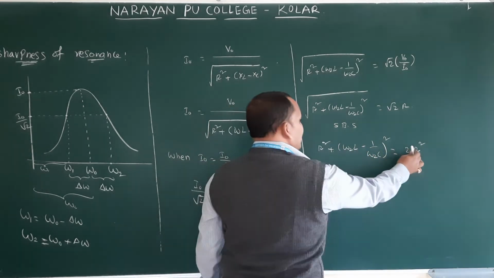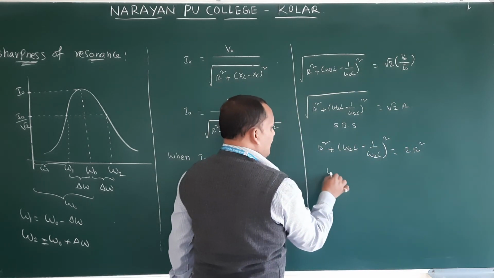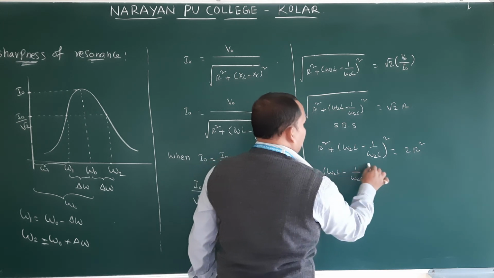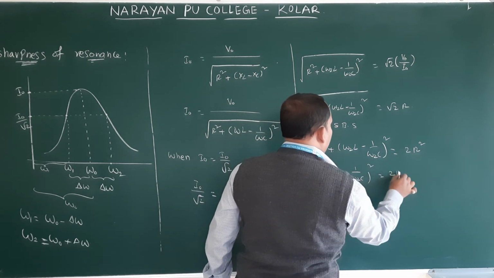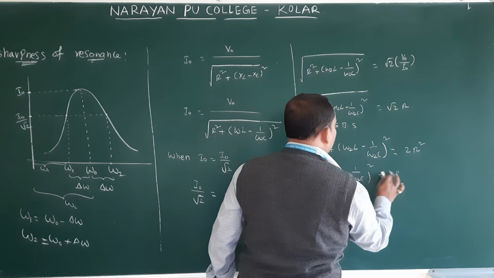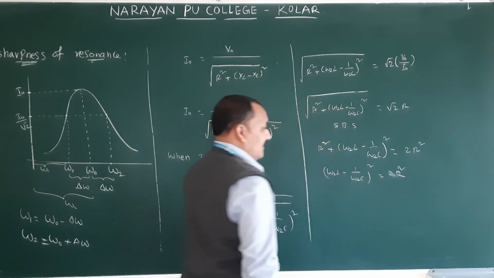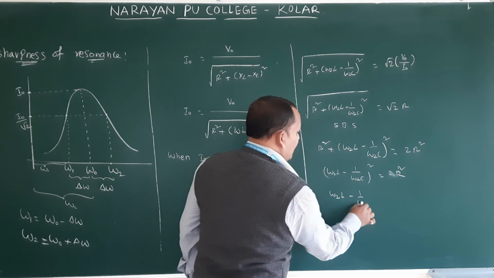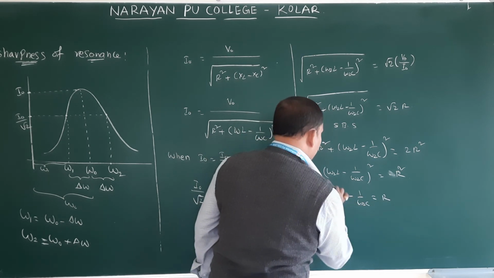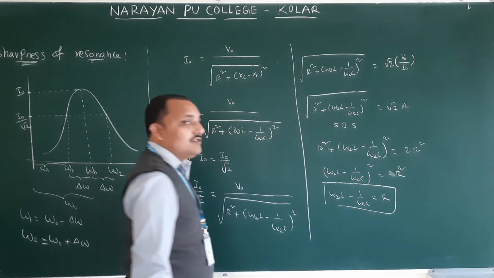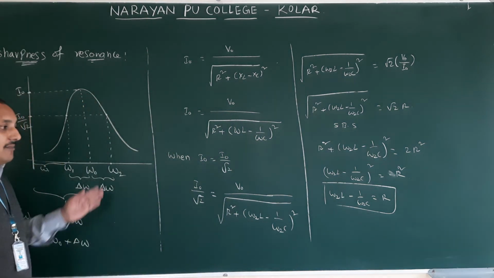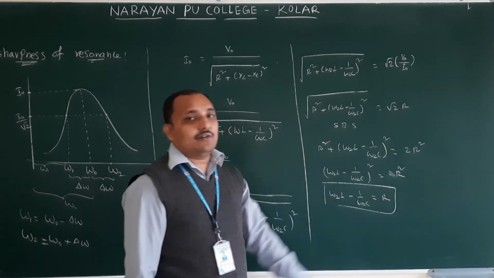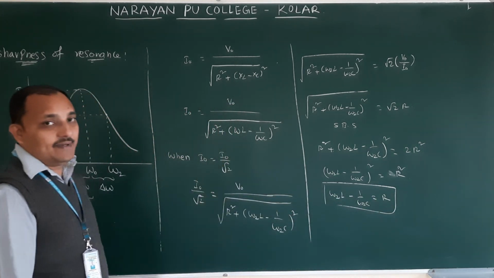This R square goes to this side: 2R square minus R square. (Omega 2 L minus 1 by omega 2 C) whole square is equal to 2R square minus R square, which becomes R square. This square will be cancelled. Omega 2 L minus 1 by omega 2 C is equal to R. If you use omega 1, what will you get? Omega 1 L minus 1 by omega 1 C is equal to R. Understood? Up to there it will be common.